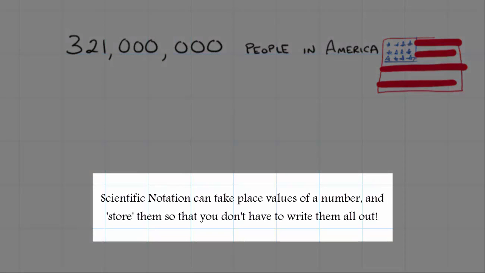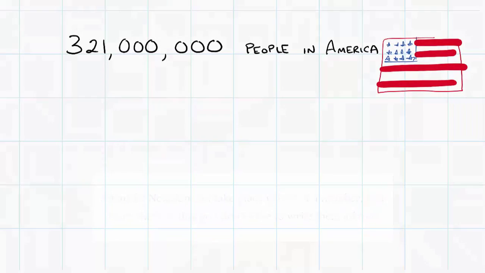Did you know that there's roughly 321 million people in America? And that means if they all stood shoulder to shoulder, we could wrap around the earth 7 times. That's a true fact. It's crazy, isn't it? So what we need to do with a number like this that's really big is we don't want to have to write all the place values.